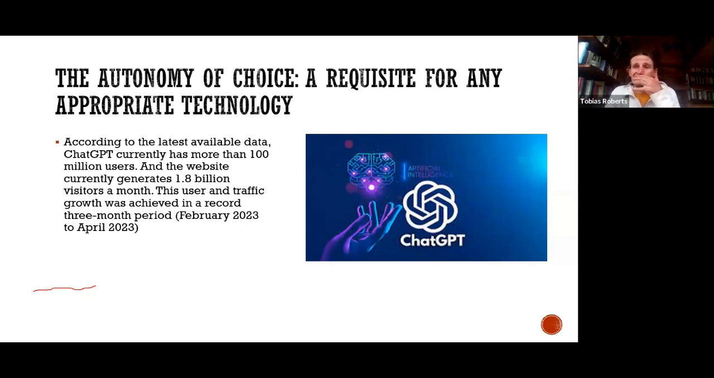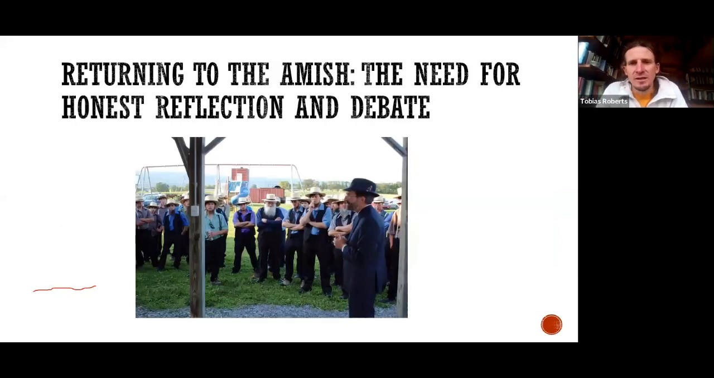That is one of the, I'd say, the principal aspects of appropriate technology that we need to take into account. And again, I always return to the Amish because I grew up around them, and I think they're a fascinating community. But for example, there is a need for honest reflection and debate. And this is a picture of a typical Amish community.